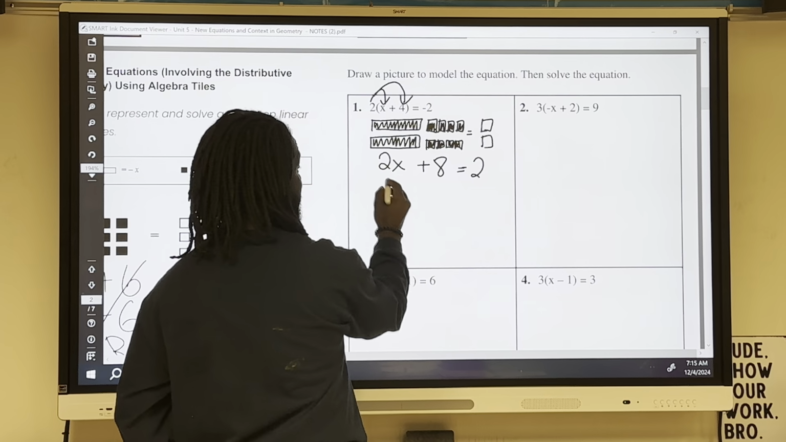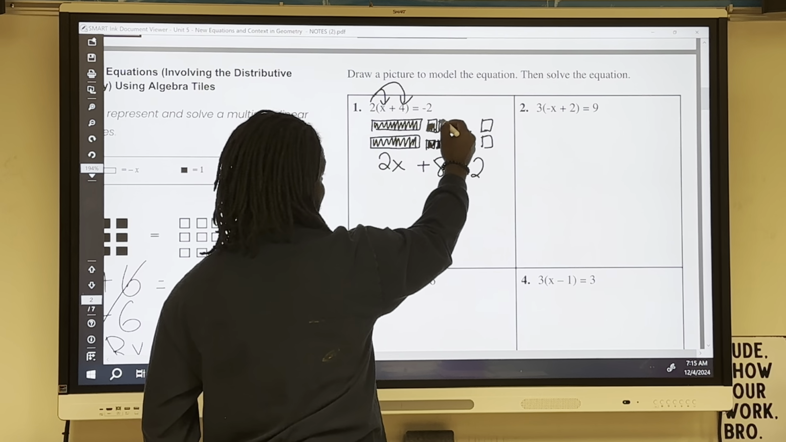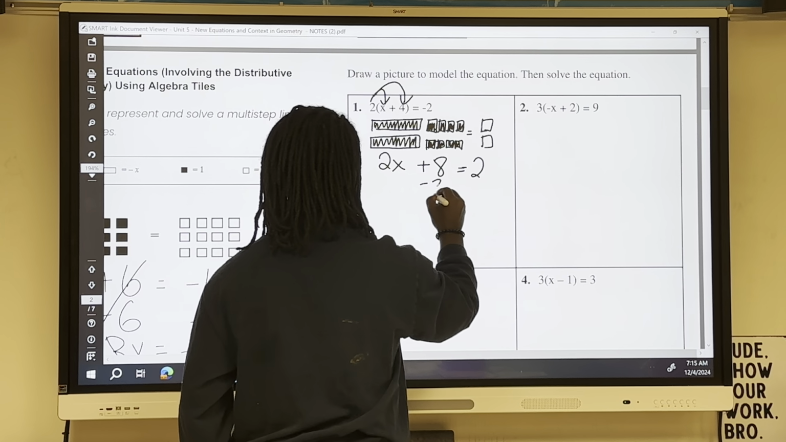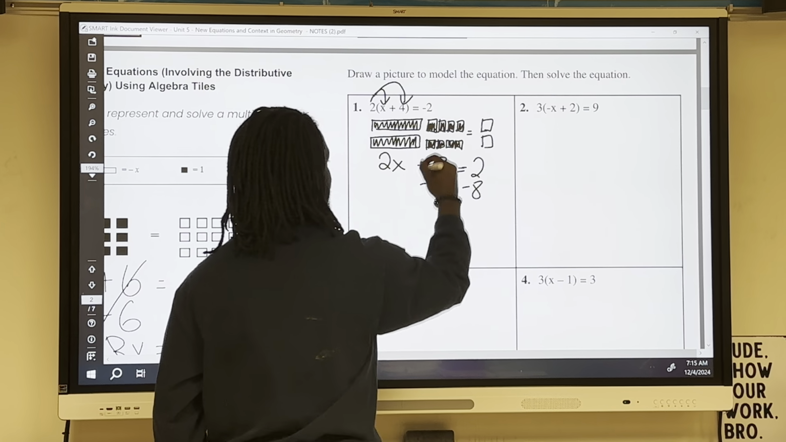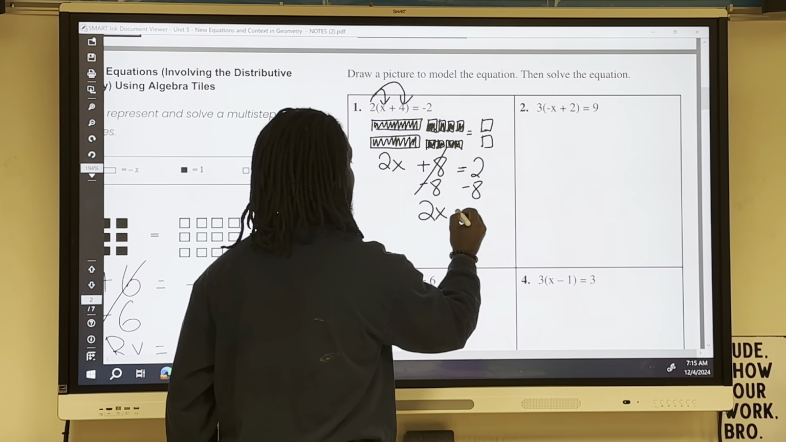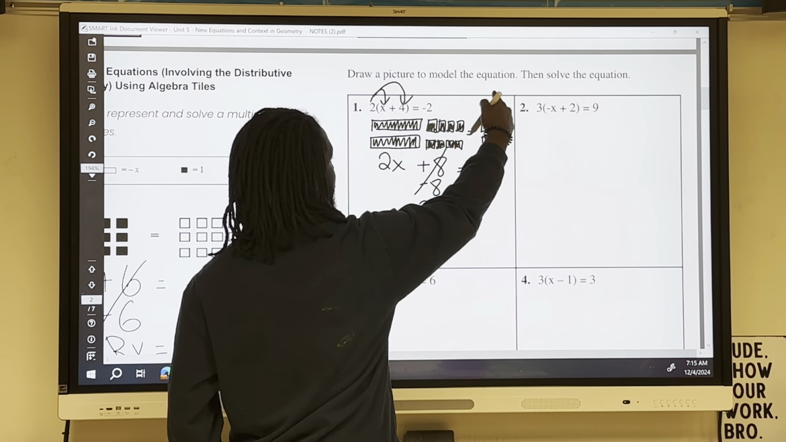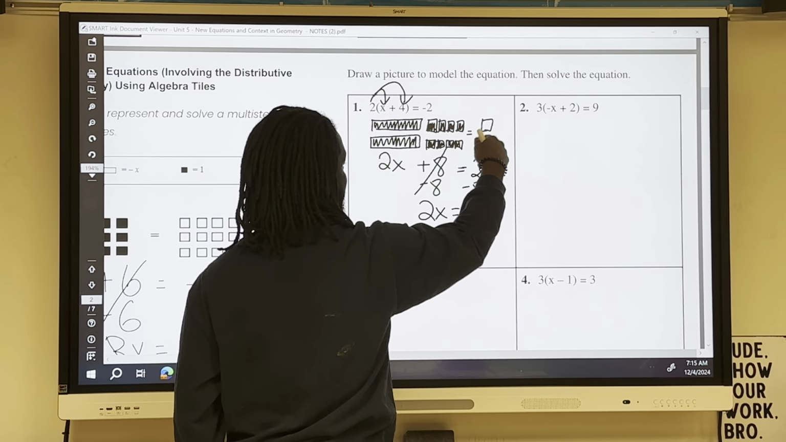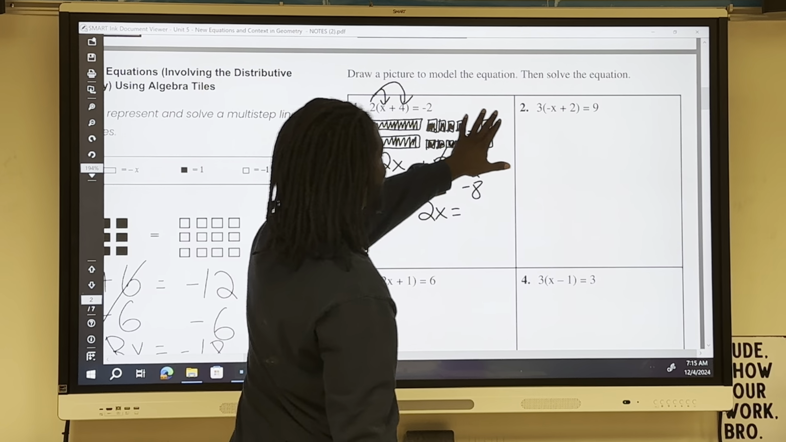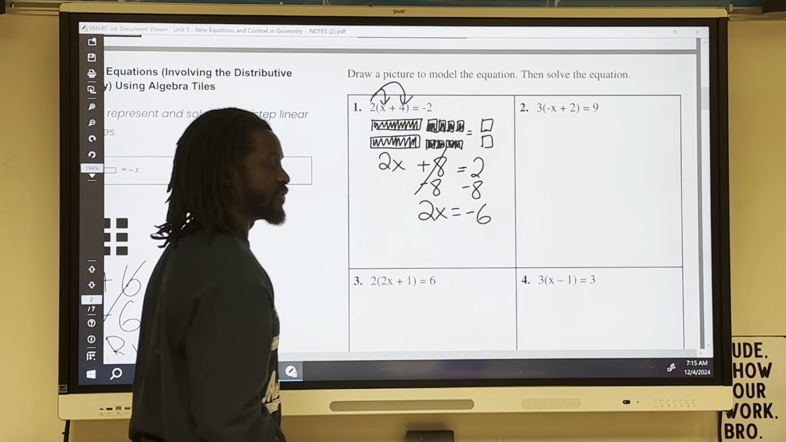Now I got to get the x's by itself, so I got to get rid of this plus 8. So to get rid of this plus 8, I would have to add 8 negatives, right? To get 0 pairs, right? And when I get 0 pairs, that's going to cancel that out. Now I have 2x equals, okay, I added 8 positives over here. That's going to cancel out those. I added 8 negatives over here. That's going to get rid of those 2, and I'm going to be left with 6 negatives left over there.